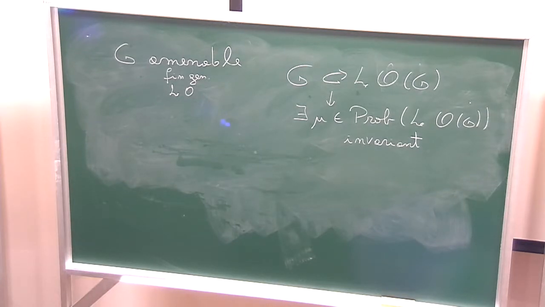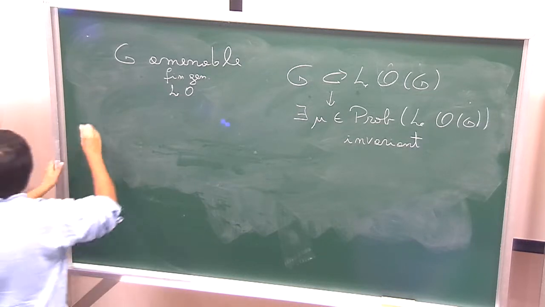Okay? Something you cannot put your hands on. You know the group has an order. It has a set of orders, which is a topological space, which is compact. If the group is amenable, there is an action and there is an invariant probability measure.